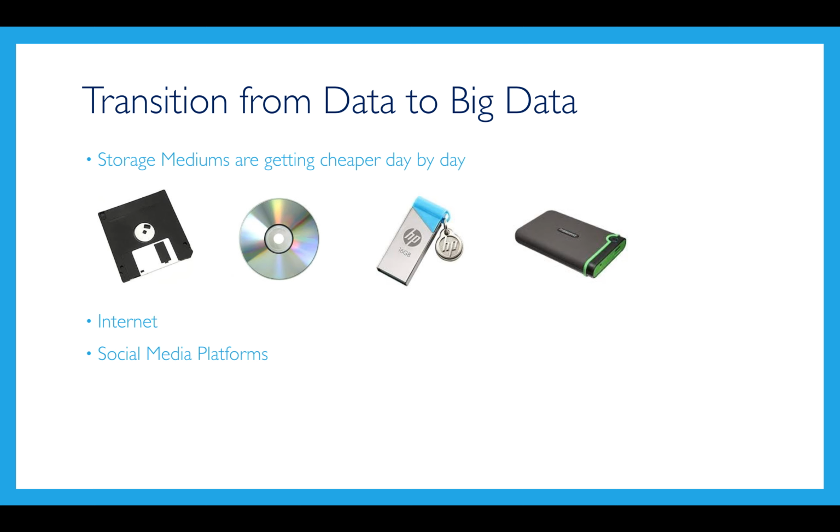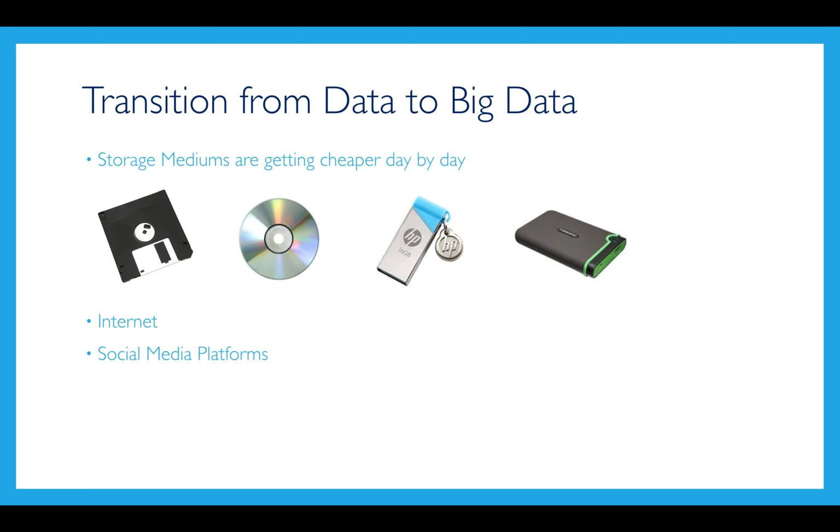Since the cost of storage has reduced, people's appetite to store data has increased. These two things are inversely proportional. Storage mediums are available at low cost, that's why people want to store more and more data. So this is causing the transition from data to big data, big data meaning an enormous amount of data, or more volume. So this is the first parameter: storage mediums are getting cheaper day by day.